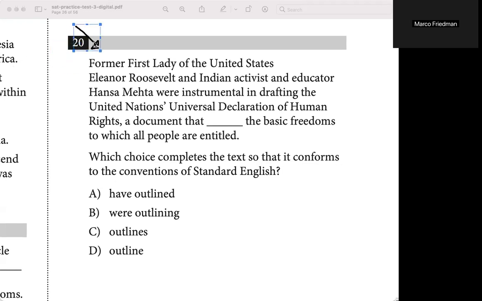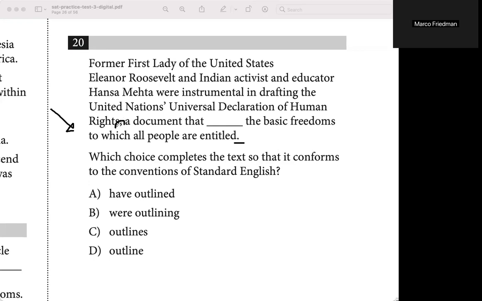All right. Former First Lady of the United States, Eleanor Roosevelt, and Indian activist and educator Hansa Mehta were instrumental in drafting the United Nations Universal Declaration of Human Rights, a document that blank the basic freedoms to which all people are entitled. All right, that's a long sentence, right? We only have one period at the end of the example given. Okay, but that's not a big deal. Let's look for any other important punctuation marks.